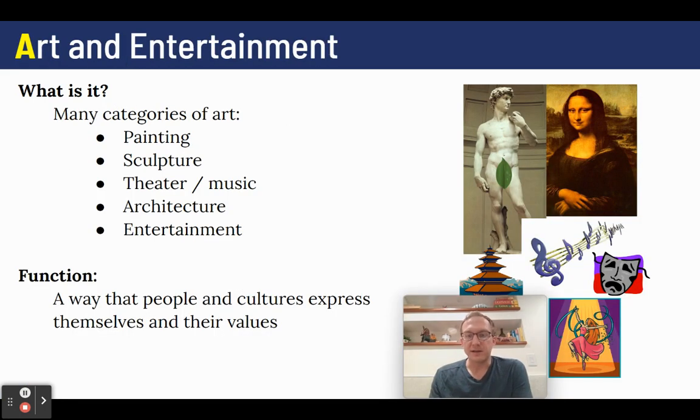Art and entertainment is our next category, our next characteristic of culture. And what it is really is any sort of outward expression, right? It could be music, it could be painting, sculpture, theater, architecture, entertainment. In America, we're really big into making movies, right? We make a lot of movies in the United States, but really the purpose of it is it's a way that people and cultures express themselves and their values.